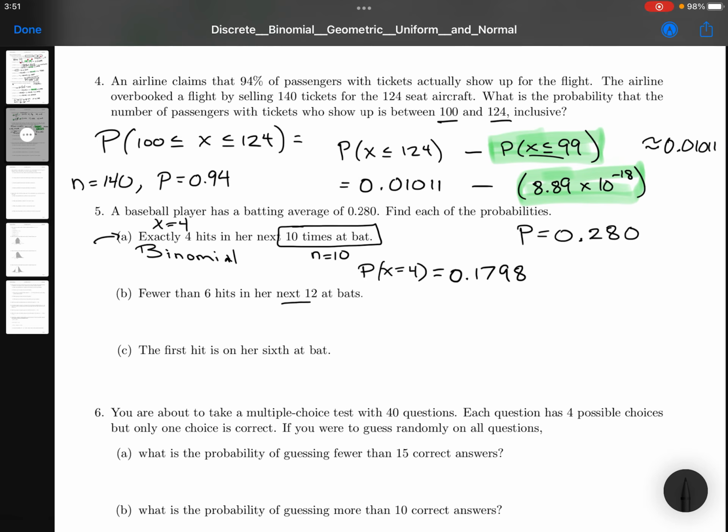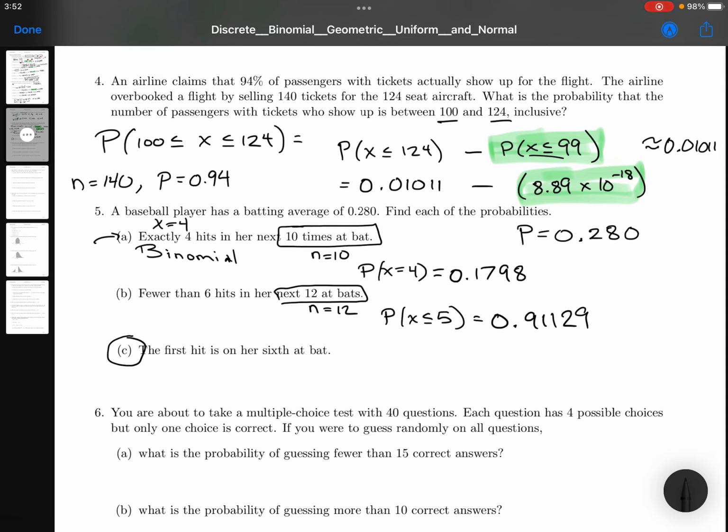Fewer than 6 at her next 12 at-bats. Now N equals 12. Also, you want fewer than 6, so that's the probability that X is less than or equal to 5. This is a binomial CDF. This is cumulative. So we take our 12 trials, take our 0.280, that's our probability of success, and we use the random variables 0 through 5, because that's fewer than 6. Here we get 0.91129 when you round. Okay.